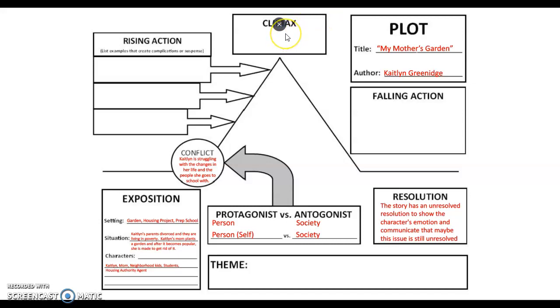Okay, so after you've done the climax, you're going to go into rising action. So you've written down what you think the climax is here. Let's look at what events lead to that climax. So the first one would be Caitlin attending the prep school. That's kind of how we start off. That's how things get going.